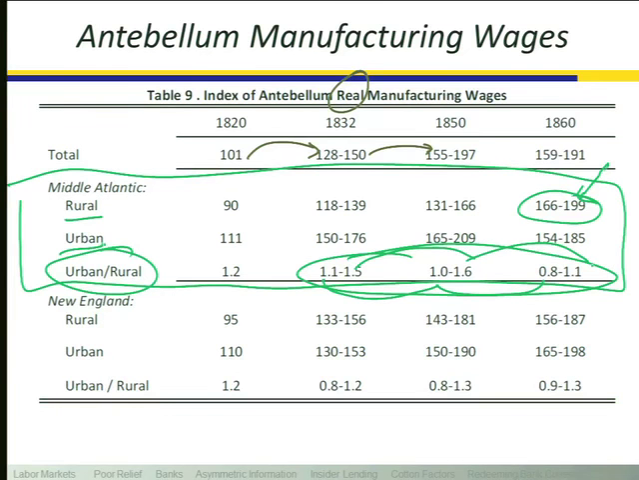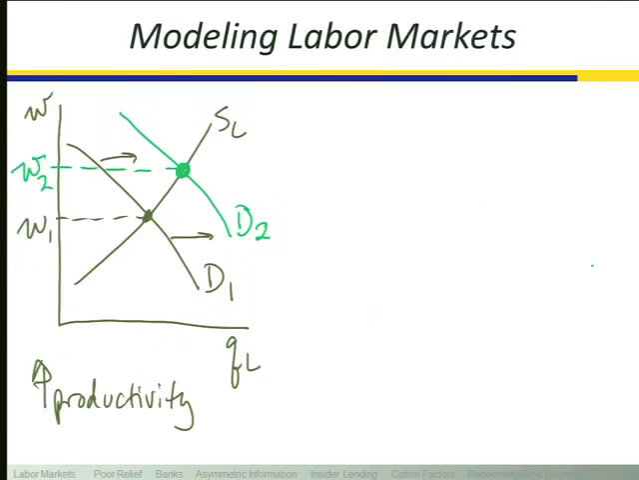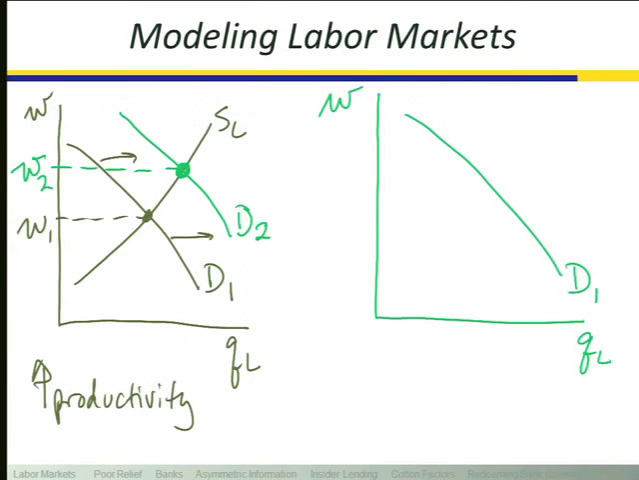So you had a bigger premium for moving off the farm going into the city in 1832 than you did in 1860. How come? Well, we can use the same basic model to try to understand that as well. Here again, I'm going to put wages on the vertical axis, quantity of labor on the horizontal axis, start with some downward sloping demand curve, D1, start with some upward sloping supply curve, S1, find my initial wage, W1.